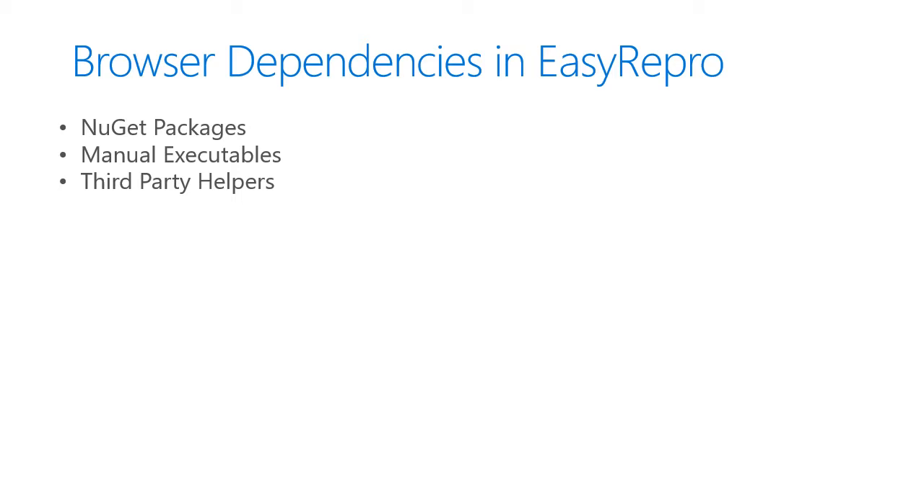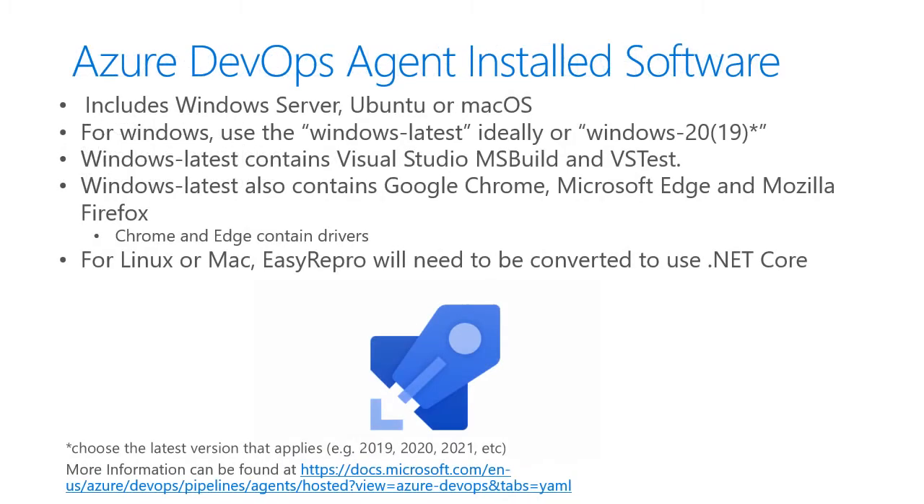Finally, there's third-party helpers. So there's WebDriver Manager, I believe is what it's called. There's other helpers out there. You can look on GitHub and so on, depending on if you're writing in Java or C#. You may have certain options available to you. Be mindful of any helpers and the frameworks they rely on, and how they could potentially conflict with EasyRepro.